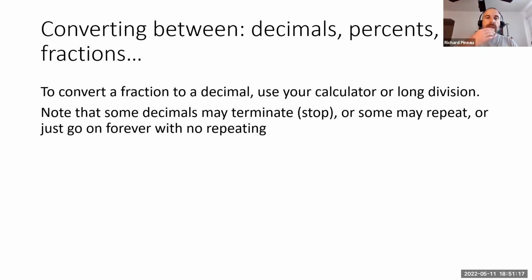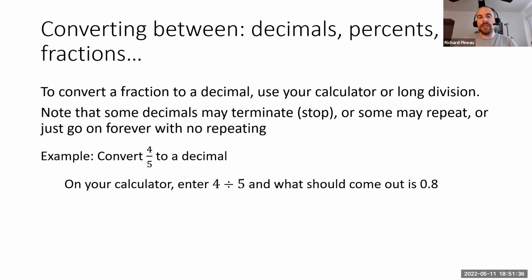Now we have to understand that some decimals behave in different ways. There may be some decimals that terminate or stop. There are some that are just going to repeat, and there are some that just go on forever and don't repeat, seemingly random. So let's convert 4/5 to a decimal. On your calculator, you're going to push 4 divided by 5, and what should come out is 0.8. In this case, you'll notice that this decimal terminates, so it stops.